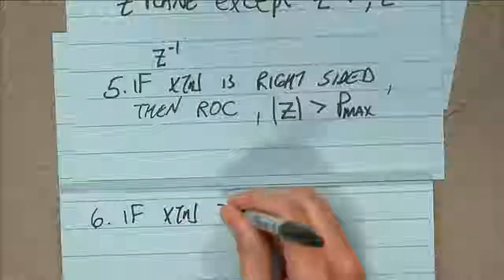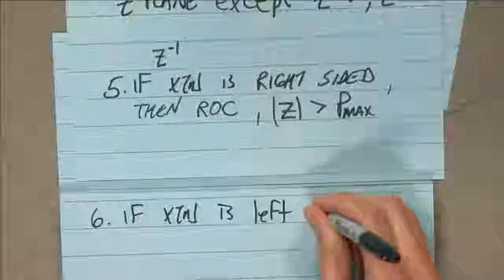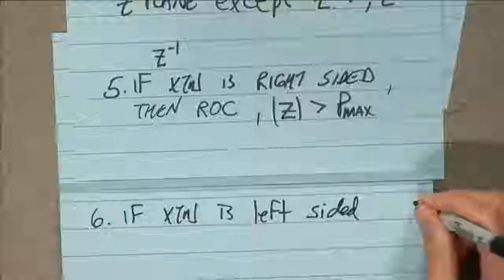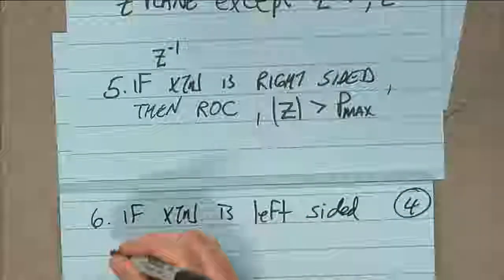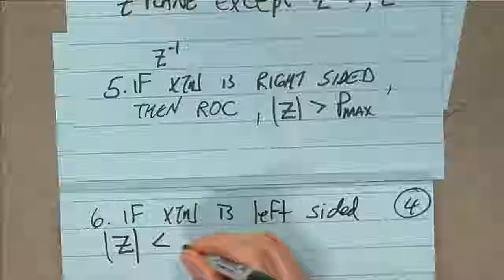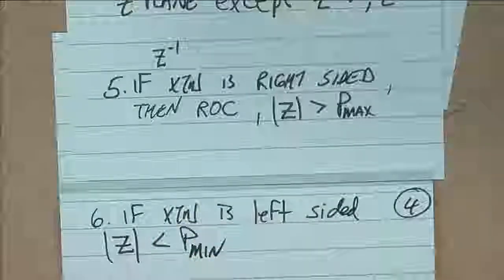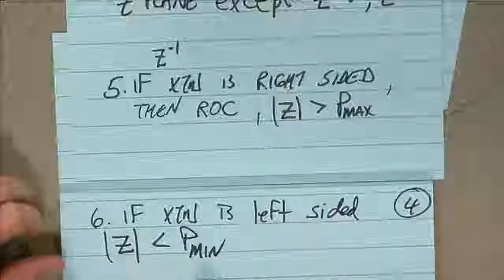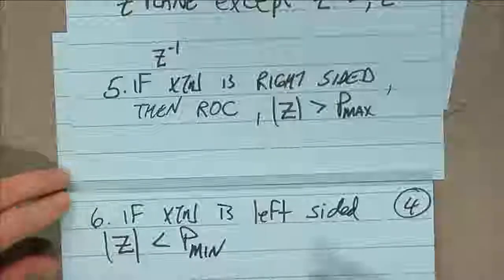Of course, if x of n is left-sided, then we have the other occurrence, right? Magnitude of z must be less than p min, where this capital P means pole and min is the minimum value.